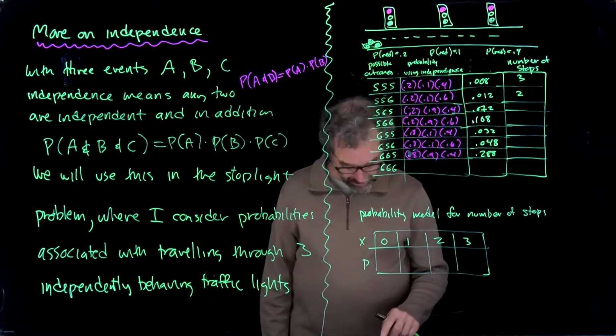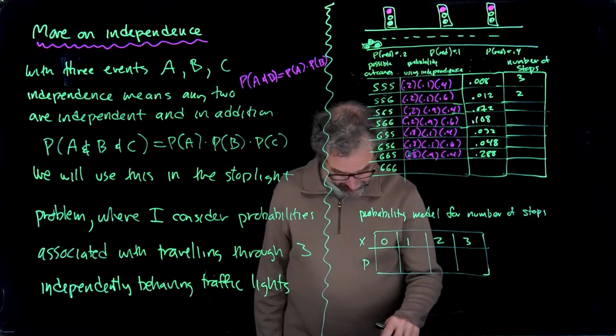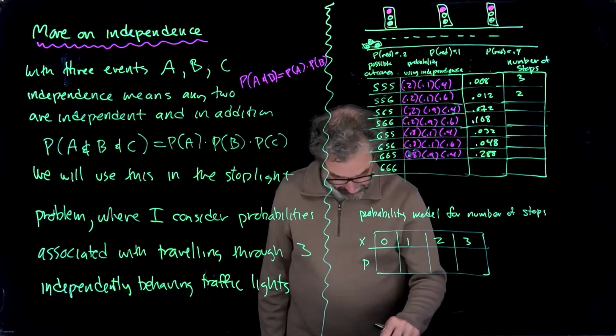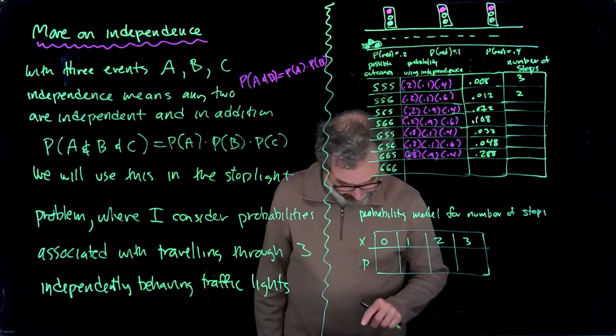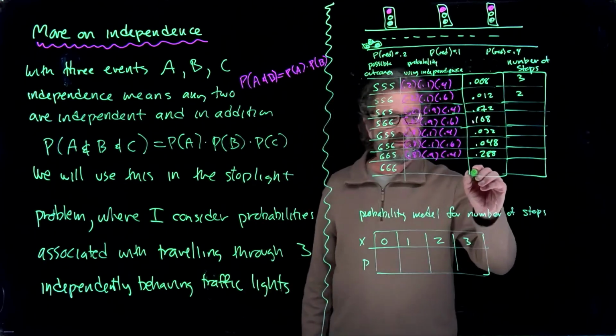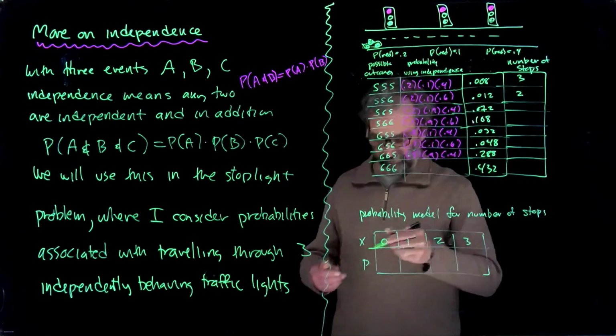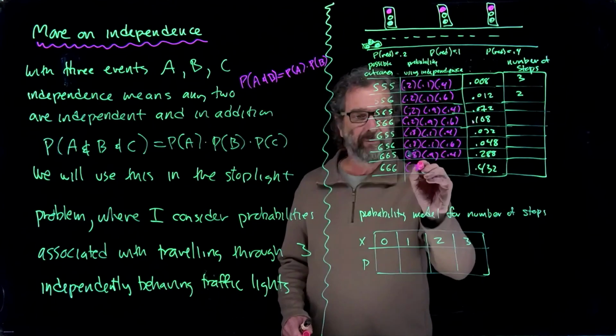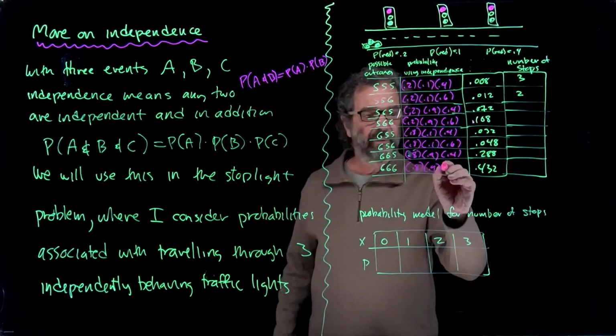Go, go, go. 0.8 times 0.9 times 0.6. 0.432. Go, go, go. 0.8, 0.9, 0.6.